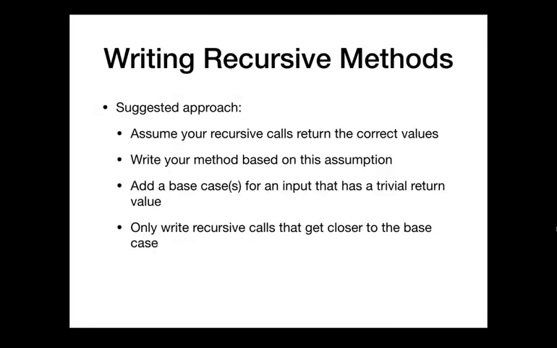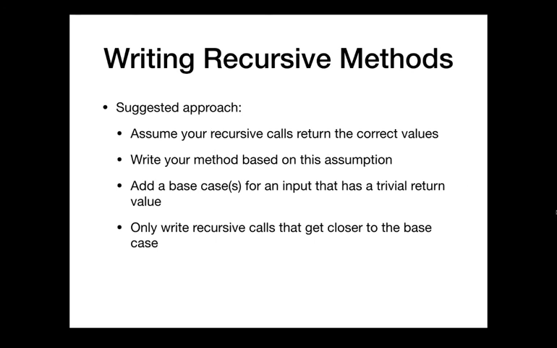Okay, so how do we write these things? How are we going to do that? Lecture question. Here's my suggested approach. Just like with the state pattern, I had my suggested approach. Generate your API, decide what states you need, decide what state transitions you need, and then figure out the functionality for each state for each API method. Similar to that, I have my suggested approach for writing recursive methods.